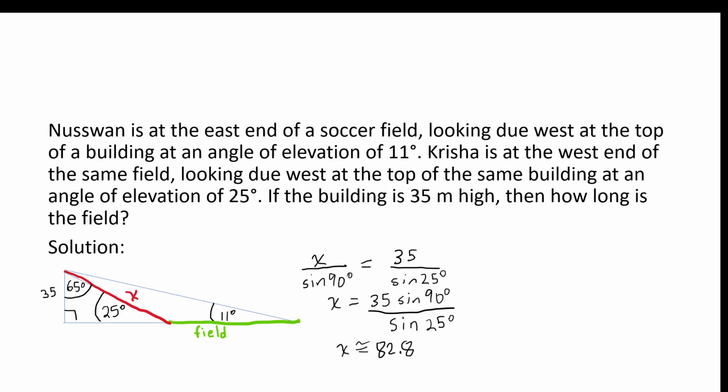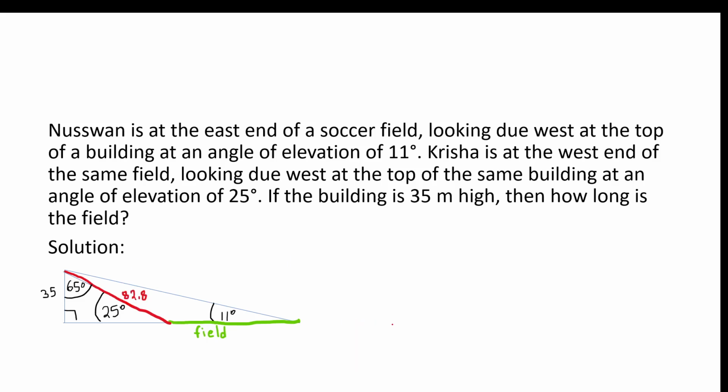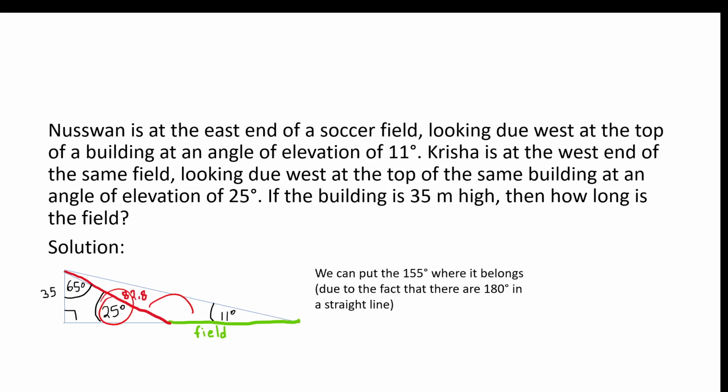Now, what we can do is figure out the value of x. We can say x over the sine of 90 degrees will equal 35 over the sine of 25 degrees. And using that information, we're going to be able to figure out how big x is. x is roughly 82.8, so we can put an 82.8 there. And now we can put a 155-degree angle where it belongs, because there's a 25-degree angle here and a 155-degree angle here.